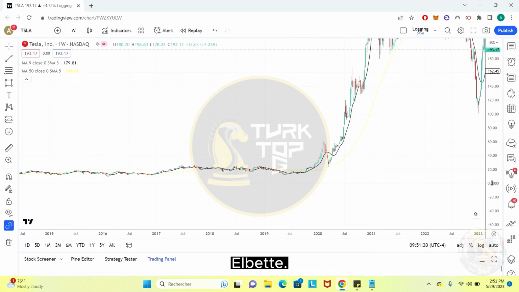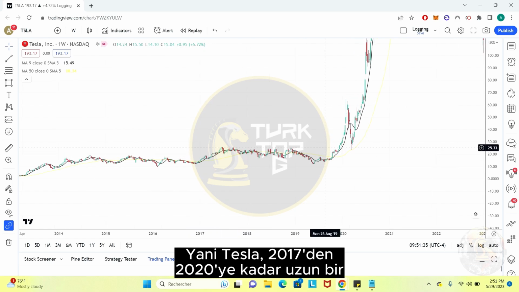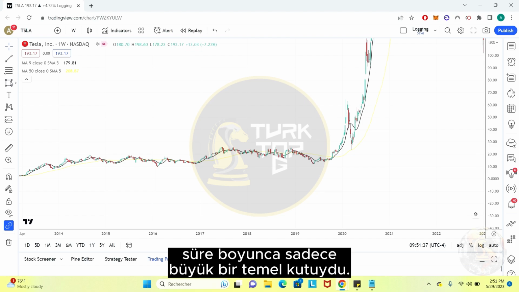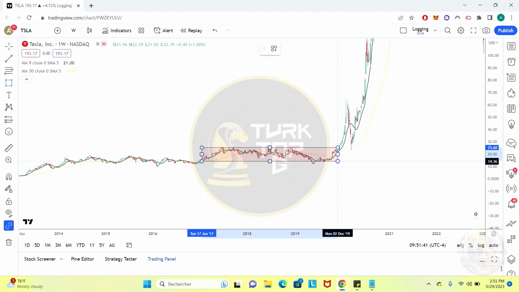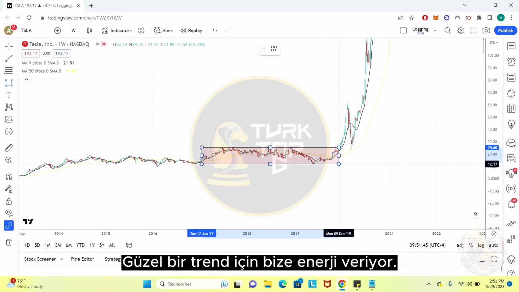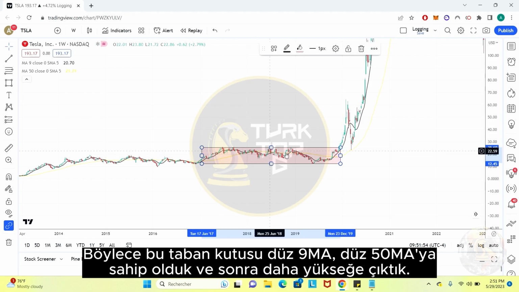So Tesla, for a long period of time, from 2017 all the way to 2020, was just in a major base box. Sideways consolidation, price did not really go anywhere. And what does a big base box give us? It gives us the energy for a nice trend. In this case, the trend was up after this breakout. So we have this base box, flat 9 MA, flat 50 MA, and then we break higher.